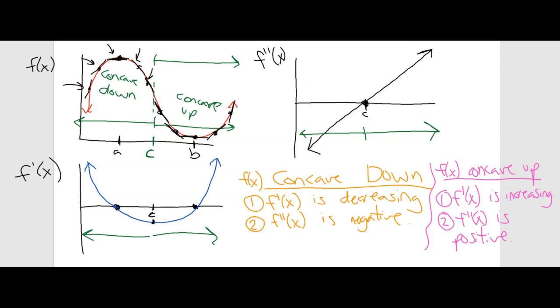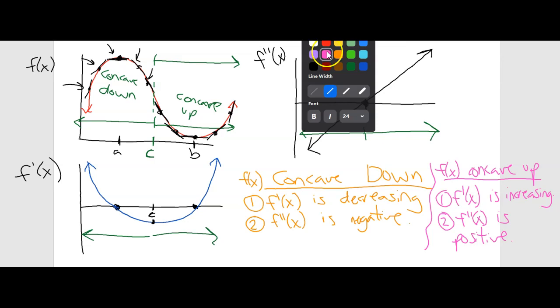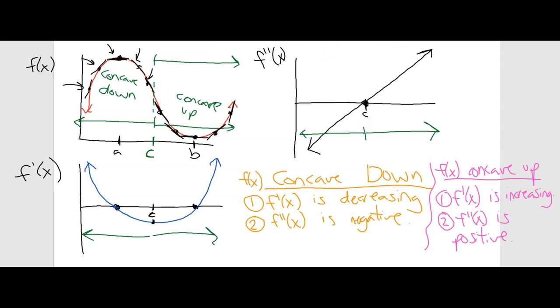Now, there is another thing we need to talk about, and that's a point of inflection. Notice this point C that we keep referring to, that's how we broke up our concave up and concave down. This point right here is what we call a point of inflection. This is where the concavity switches. It's where the concavity changes from either concave down to concave up or concave up to concave down.